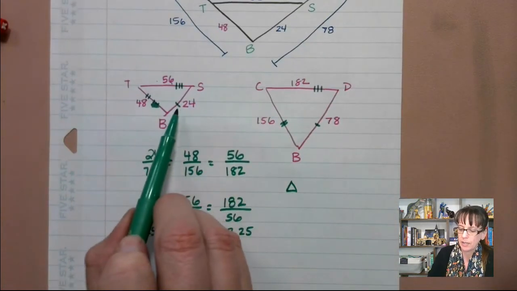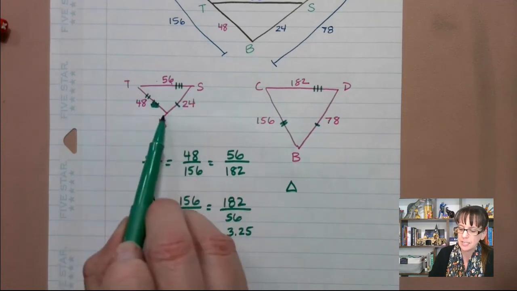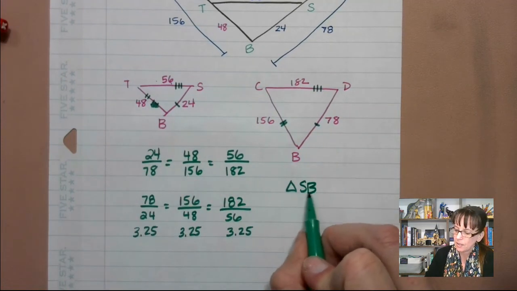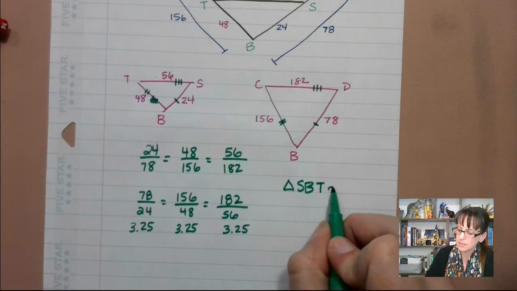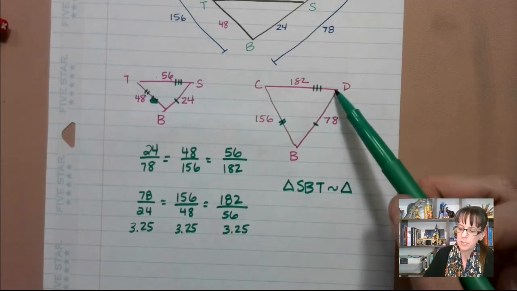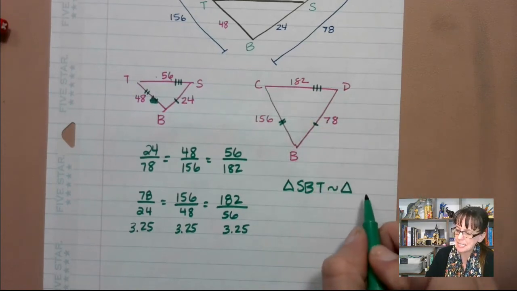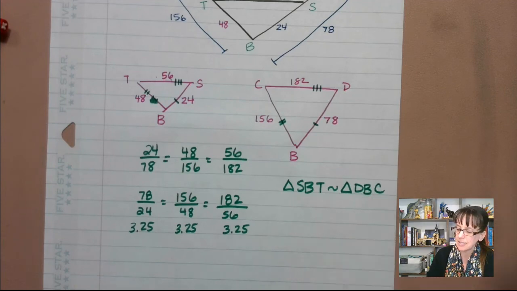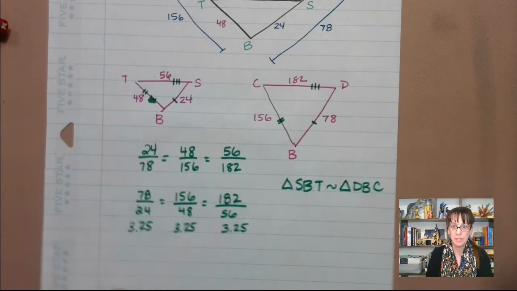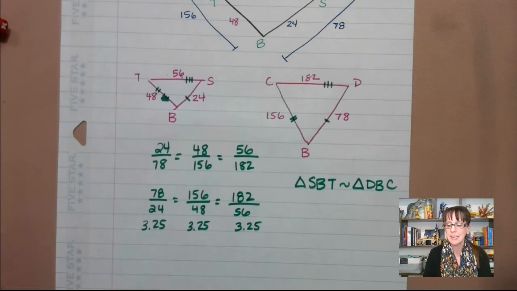Using my 1 dash, 2 dash, 3 dash, I'm going to write my similarity statement. From my 1 dash to my 2 dash, that's SBT, and then is similar to triangle, and I do my 1 dash to my 2 dash. So that's DBC. Excellent job. Now you know similarity by side, side, side, and are able to show that in a couple of different ways.